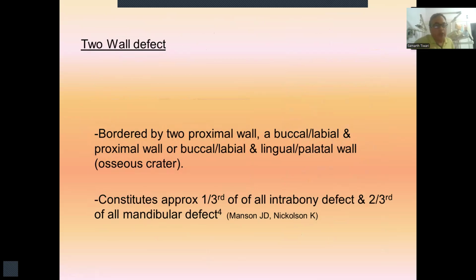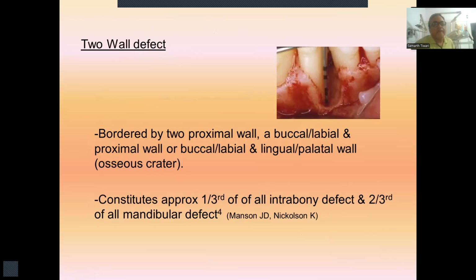Two wall defect bordered by two proximal walls, a buccal/labial and proximal wall, or a buccal/labial and lingual/palatal wall, constitutes approximately 1/3 of all intrabony defects and 2/3 of all mandibular defects.